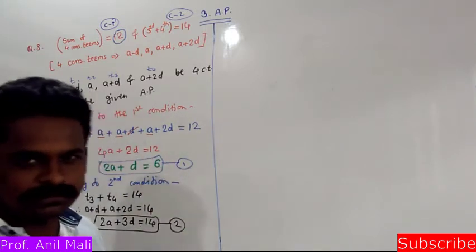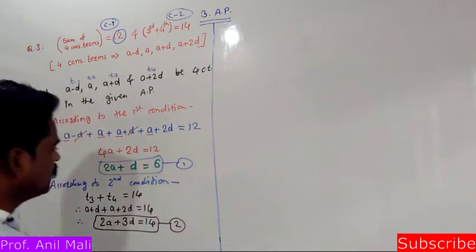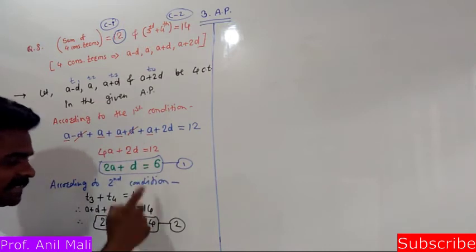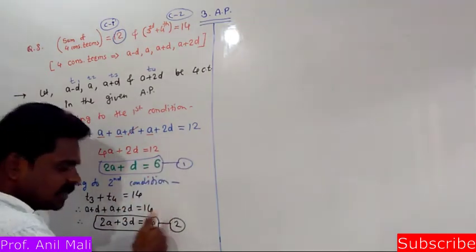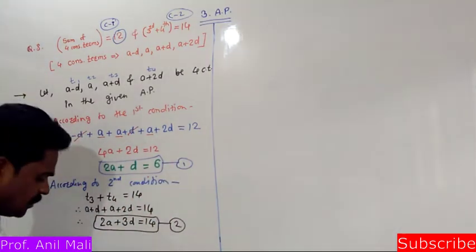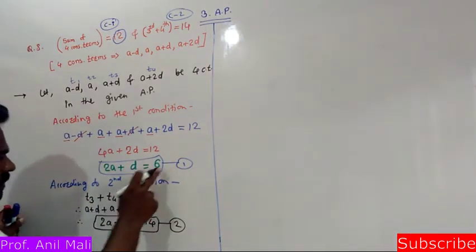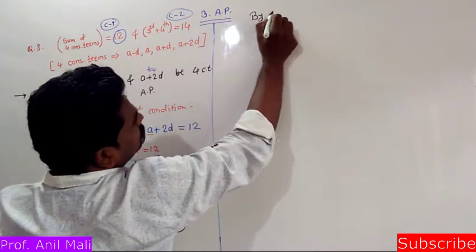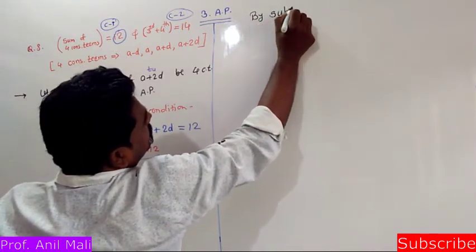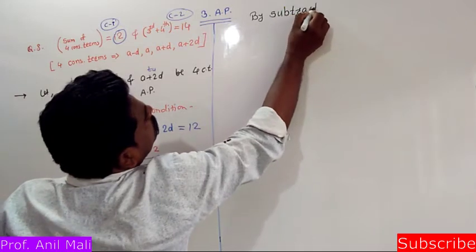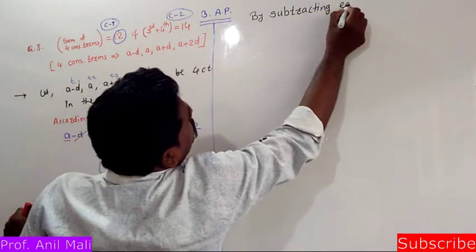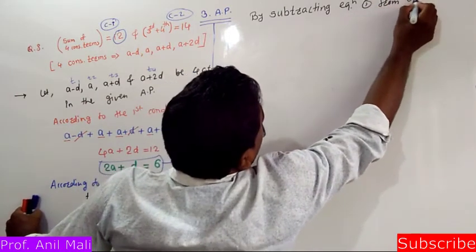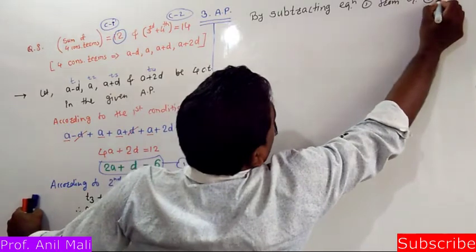So what you will do, you'll just do one thing. Here is 14, here is 6. So 14 is greater, 6 is lesser. That's why we will subtract equation number 1 from equation 2. By subtracting equation 1 from equation 2, we get.